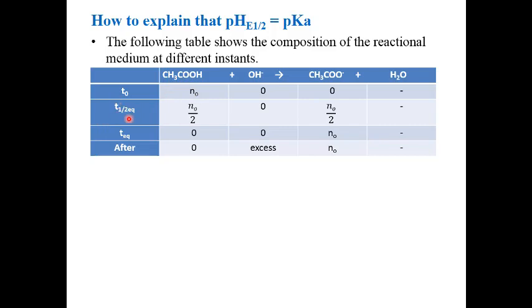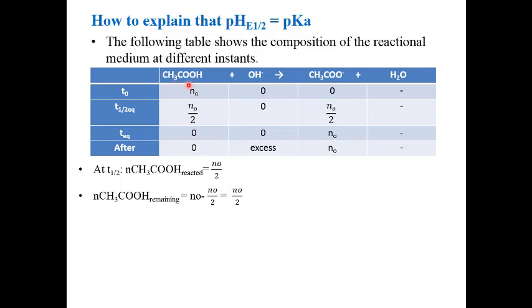Now at T-half equivalence, what's the meaning of T-half equivalence? It means the half amount of the acid found initially in the beaker has reacted. Now, I will write this one. At T-half equivalence, as I said, the amount of the acid reacted is N0 over 2. What does that mean? Since N0 over 2 has reacted, it means the remaining amount of CH3COOH at T-half is the initial number N0 minus the number of moles that has reacted here. So the remaining is also N0 over 2.